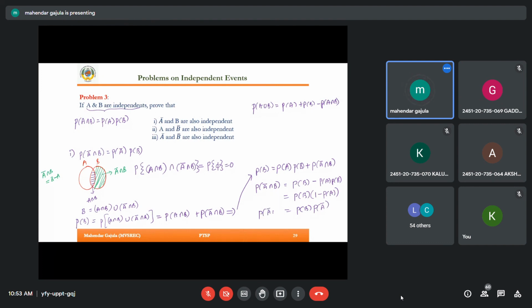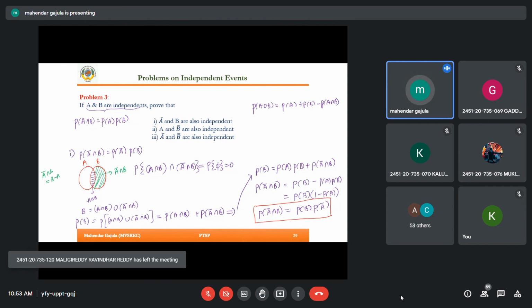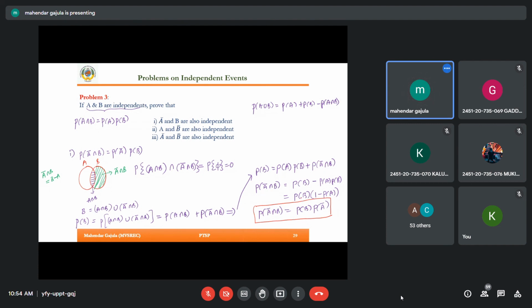Now, is it not the independent condition? We have to prove this one only, right? Independent means probability of intersection equals multiplication of individual probabilities. So probability of A bar into probability of B.